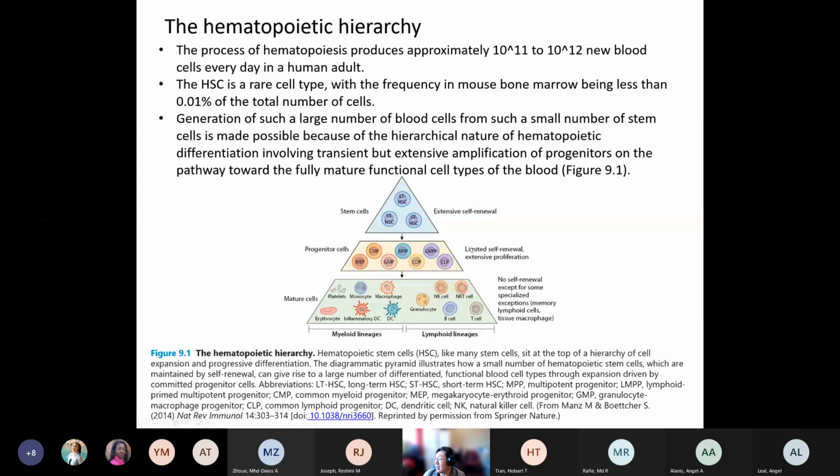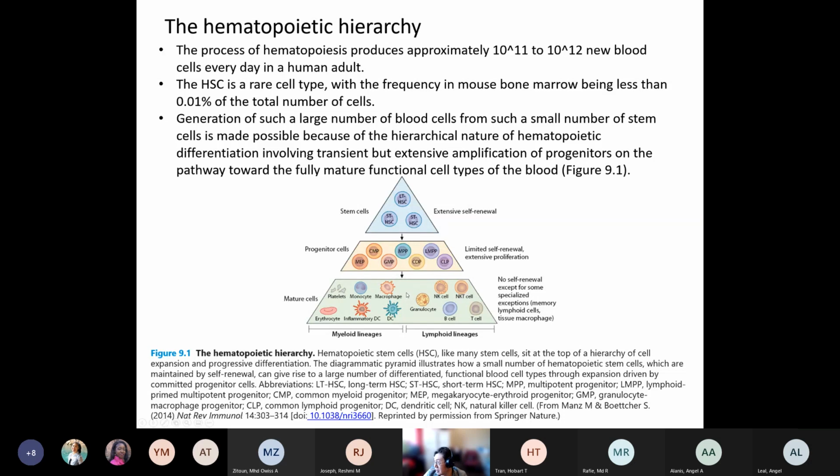And then the other, LMPP, means lymphoid primed multipotent progenitor. Okay, so lymphoid primed means those cells will eventually become lymphoid lineages. So the MPP will be the immediate cell after the stem cell, and the CMP and the LMPP are likely descendants of MPP. So you have a very strict hierarchical structure there, and in that progenitor stage, a lot of amplification is going on. And lastly, you see the terminally differentiated cell.